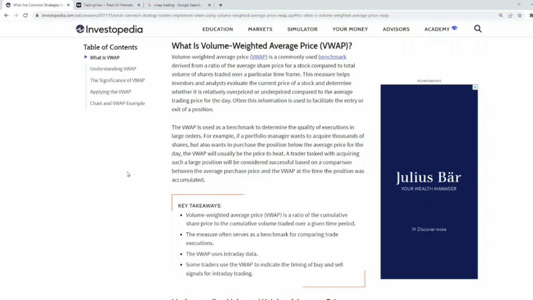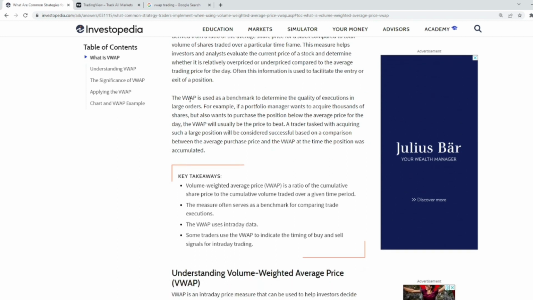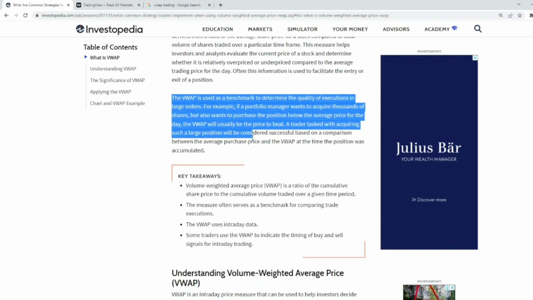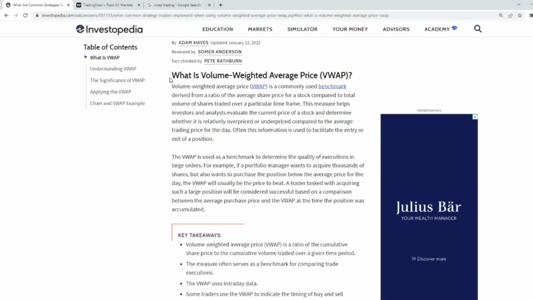Now, what is the VWAP? The VWAP is volume weighted average price. If we head on over to investopedia.com and look at what the volume weighted average price is, it is a trading indicator used by traders that gives the average price a security has traded at throughout the day based on both volume and price. VWAP is important because it provides traders with insight into both the trend and value of a security.